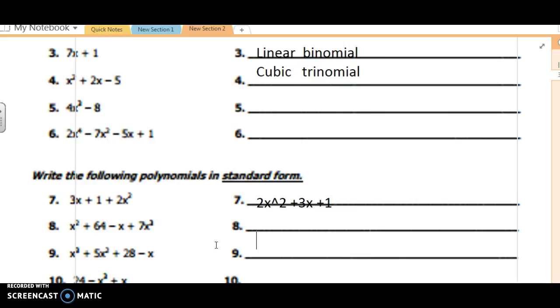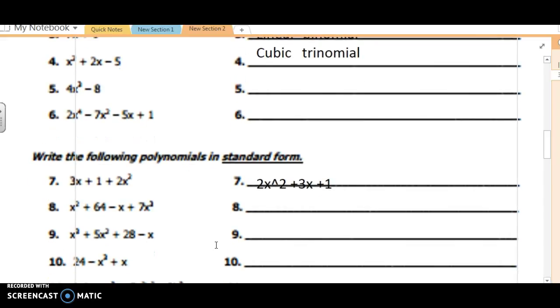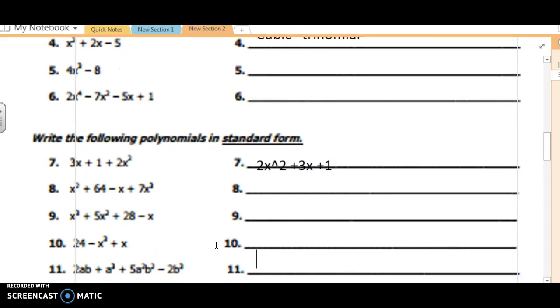Let's do one that's a little bit more complicated. We go down to 11. We have 2ab plus a squared plus 5a squared times b squared minus 2b cubed. So this one's a little tricky because not only do we have to put it in alphabetical order, but we have to put the highest exponent first.